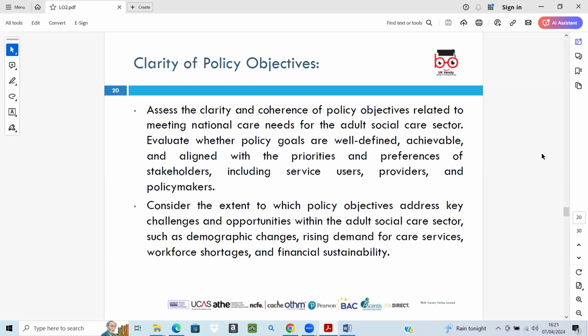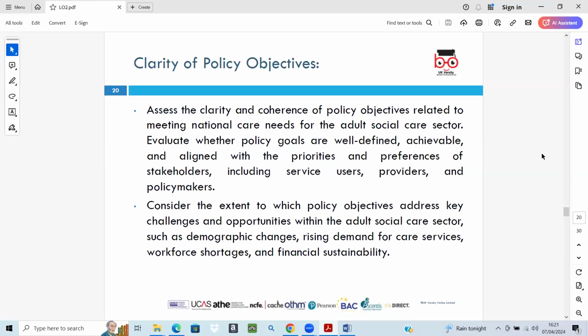Then we have to consider how well the policies reflect the needs and expectations of service users, also providers and policymakers. Then stakeholder involvement in policy development is important as well, and whether stakeholders have been consulted and engaged in shaping policy objectives, which can enhance relevance and could help the service users and the service providers.